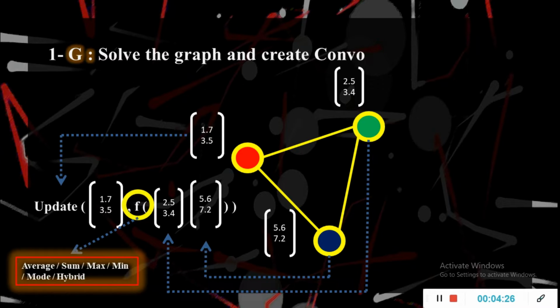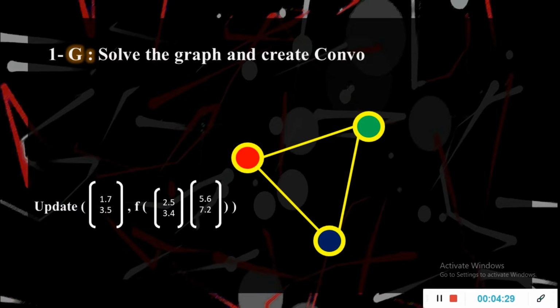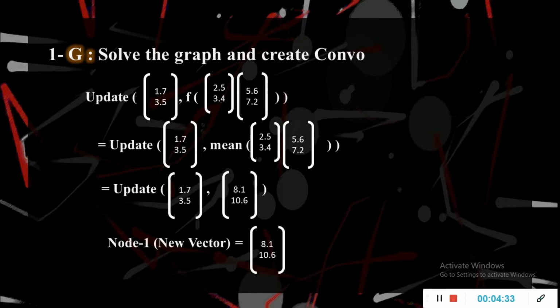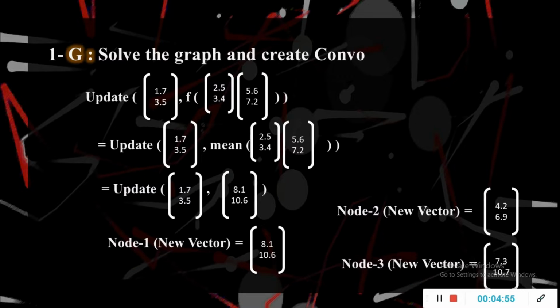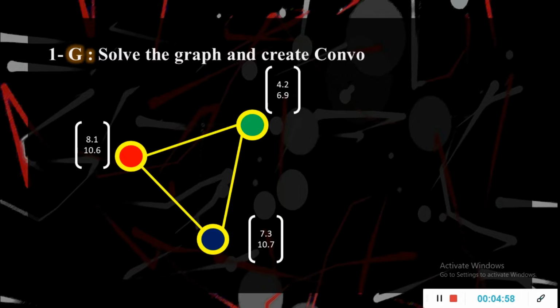So let's start. In this way we can solve this. First, let's take f as nothing but the mean of these two vectors. After taking the mean, we can update the red node's information, and we get the new vector of the red node. Similarly, we can change the information of the green node and the blue node. So the question arises: how many times are we going to do this? How many times does this message passing go on?